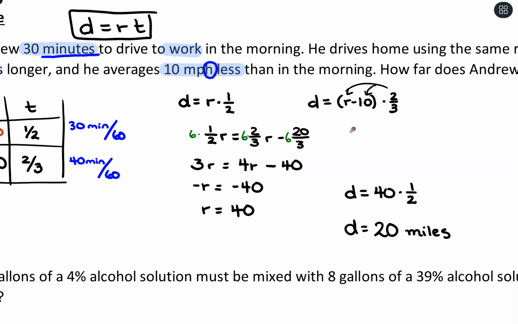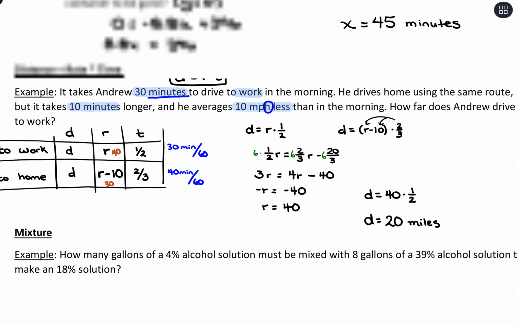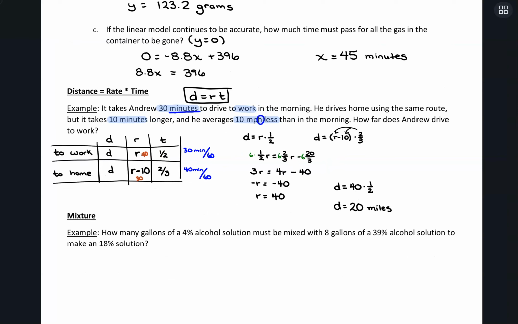And you could find that with this case as well. If you plug in 40, it would be 40 minus 10 is 30. Times that would be 10 times 2, which is 20. So we'd get the same thing out in the end. But there's our distance, rate, time. Just be careful of those units and making sure that they line up.